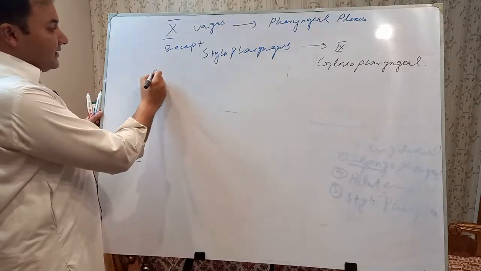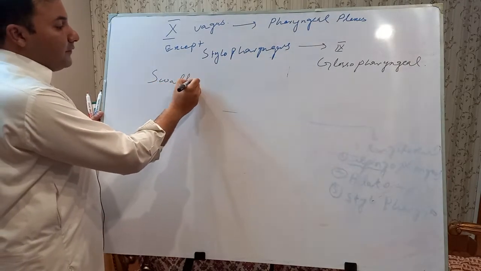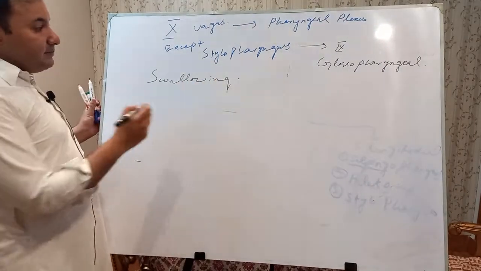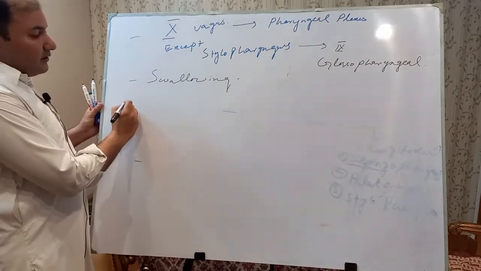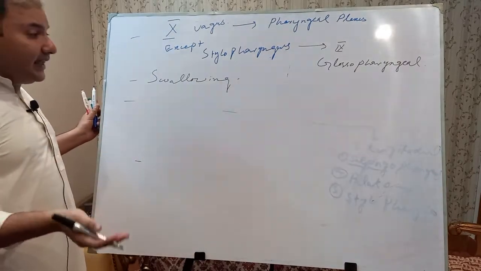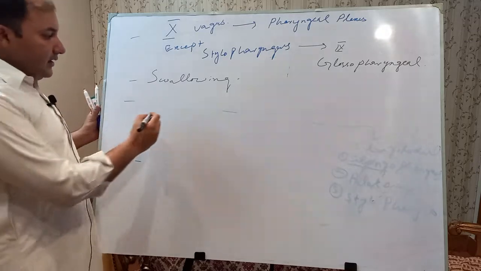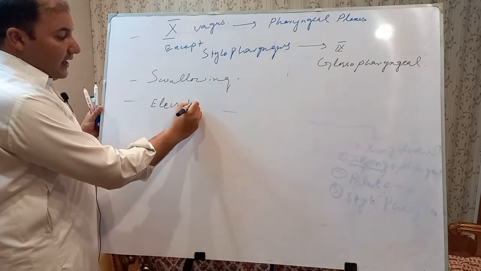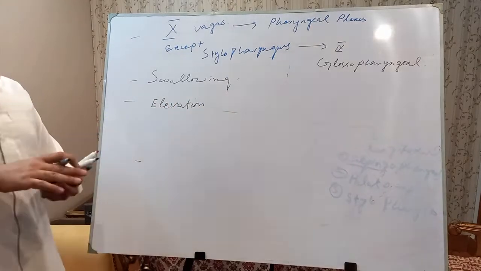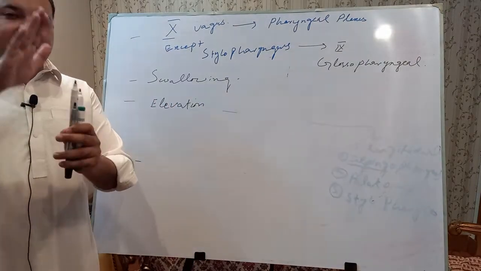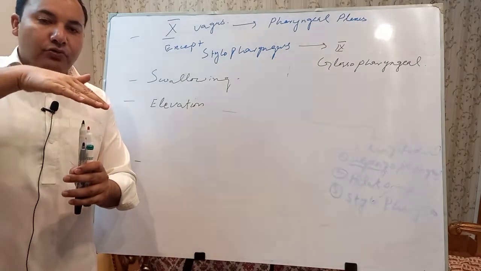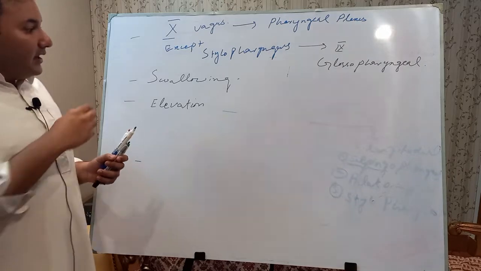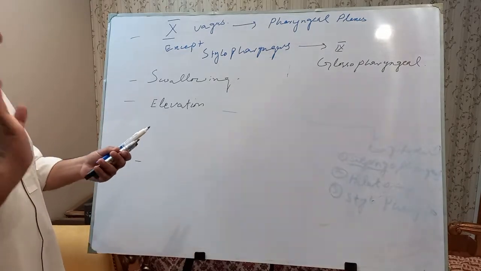Now we have another fact. These muscles help in the process of swallowing. In the process of swallowing, these muscles also help in elevation of the larynx. When the larynx is elevated, the epiglottis goes downward during the process of swallowing. Therefore the larynx is tightly closed.